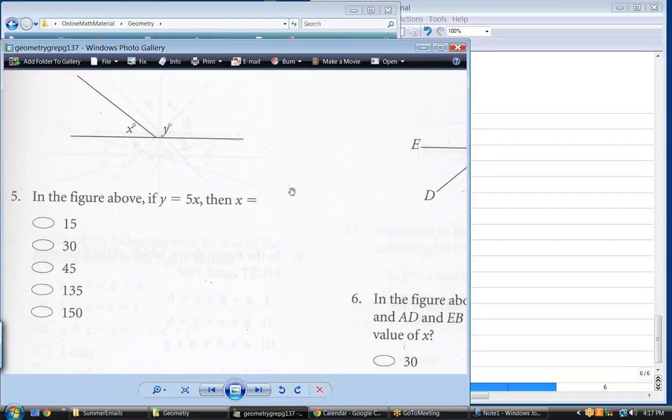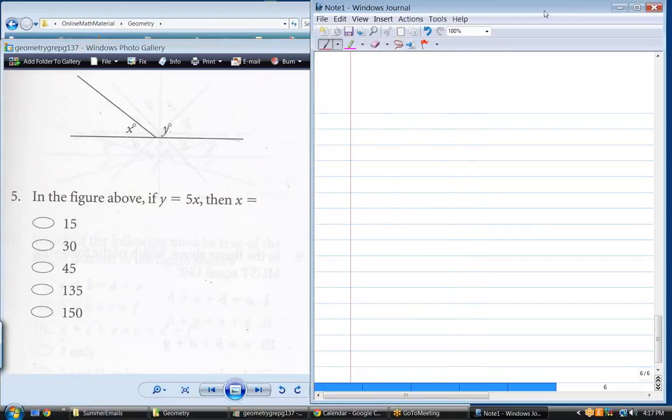So if the measurement of y equals 5 times the measurement of x, then what's x equal to? 45 degrees. 45. How'd you do it? I just kind of had to rationalize it a little bit.